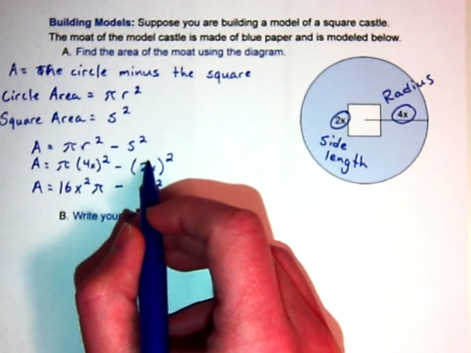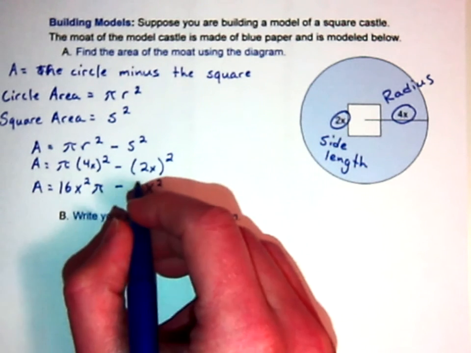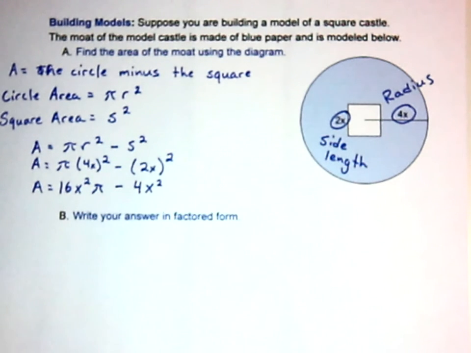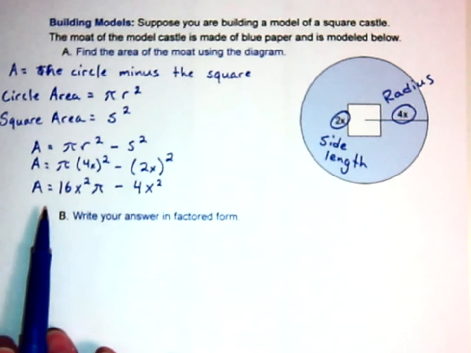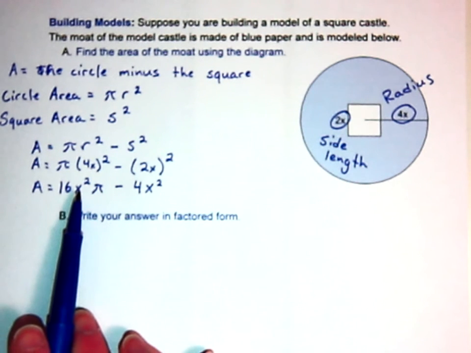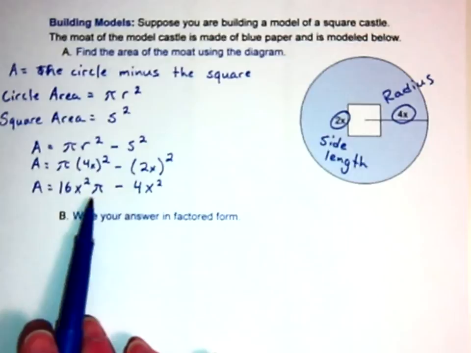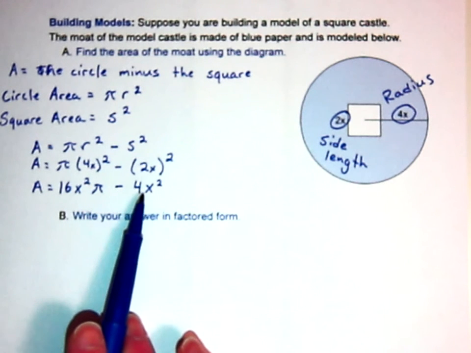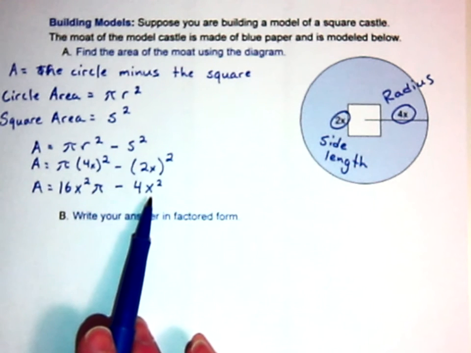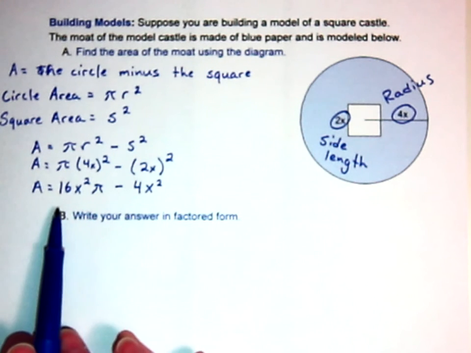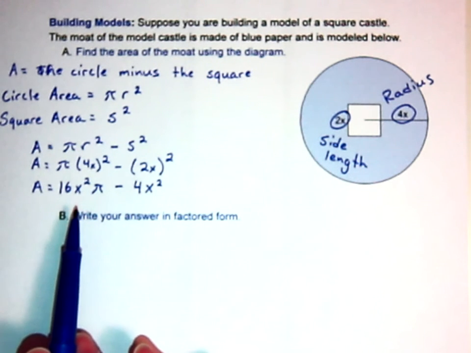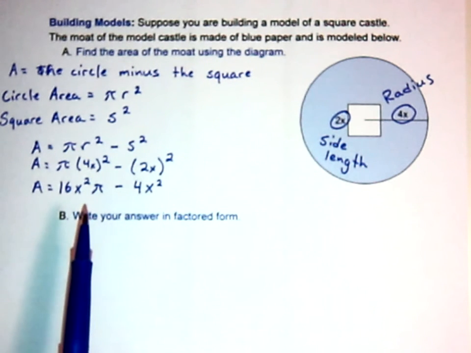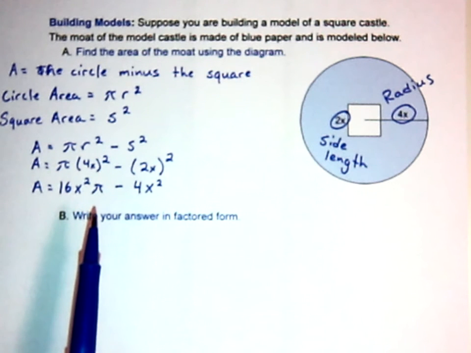That square also goes to the 2, so 2 squared is 4. And so my answer is going to be area equals 16x squared times pi, because that will be the area of my circle, minus 4x squared, because that will be the area of my square. And could I simplify these? Can I simplify this? We are not going to simplify.